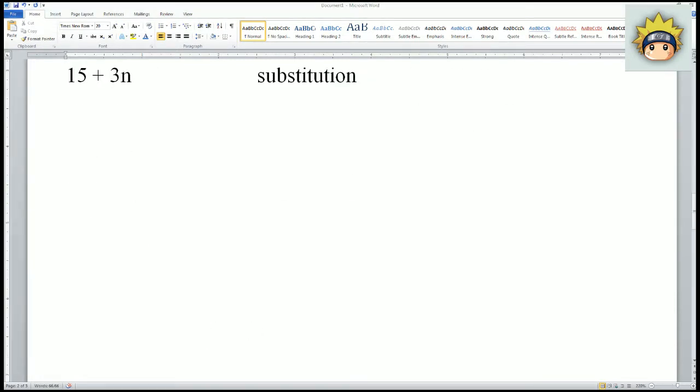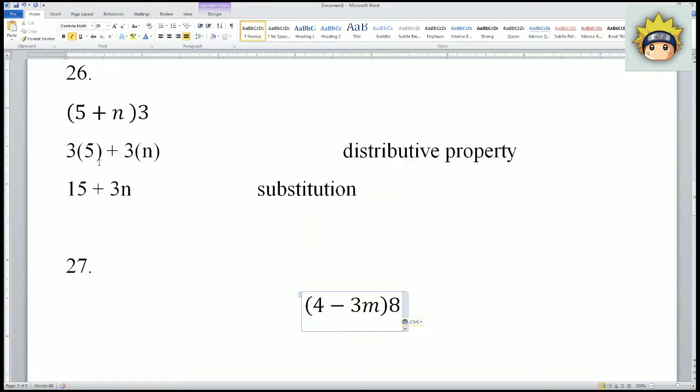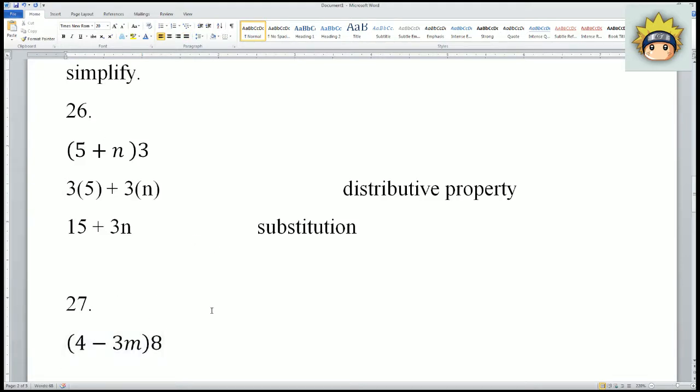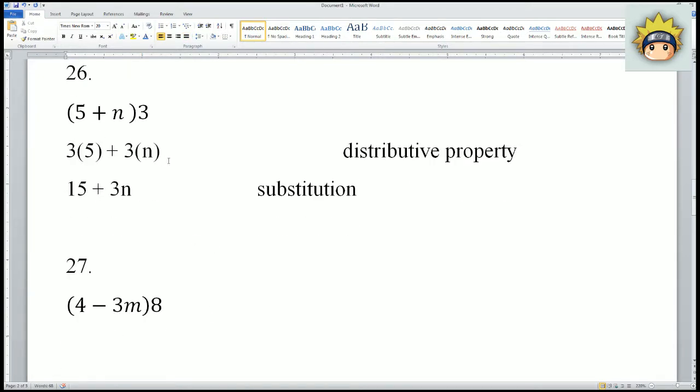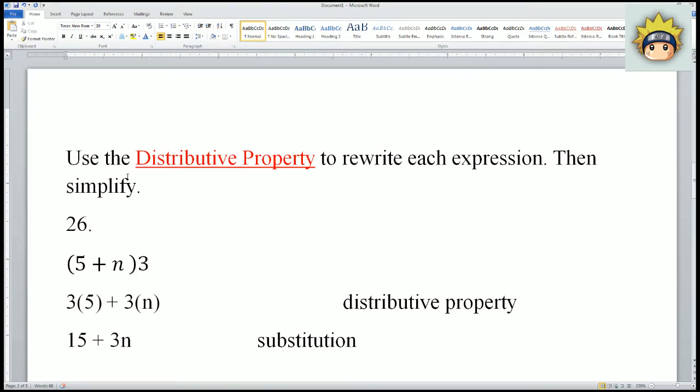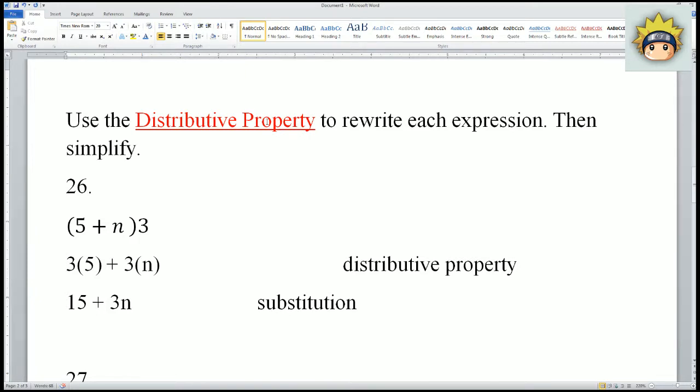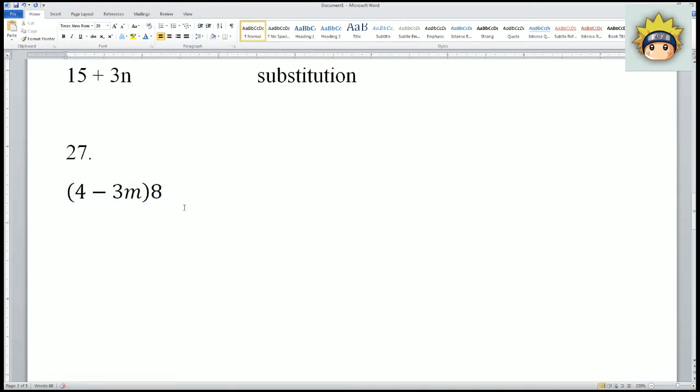After 26, we have number 27. Number 27 looks like number 26, but there is a negative. Does that change anything? No. We still follow the same instructions of using the distributive property to rewrite each expression, then simplify it. So again, let's do this. 8 will need to be distributed into the 4. Then 8 will need to be distributed to the 3m.